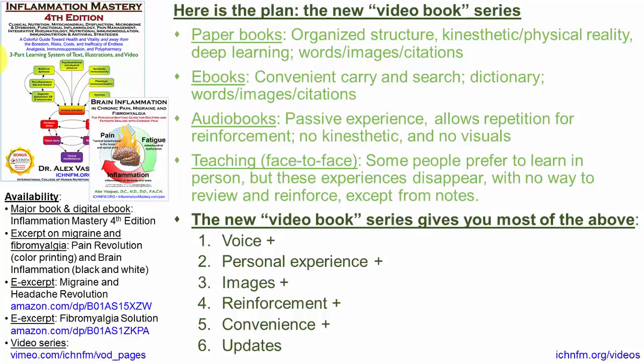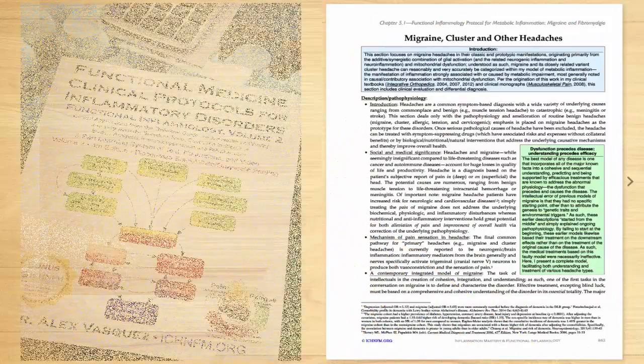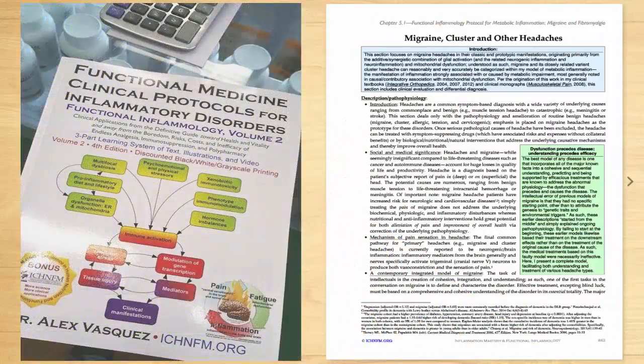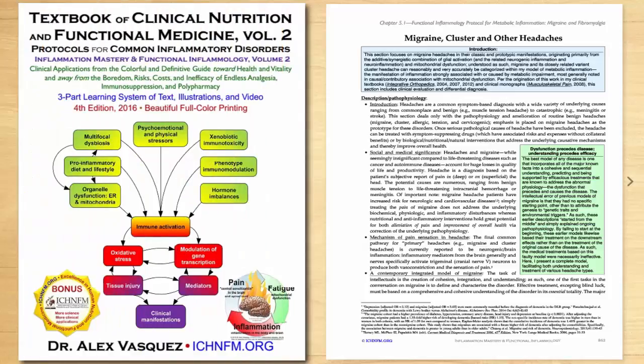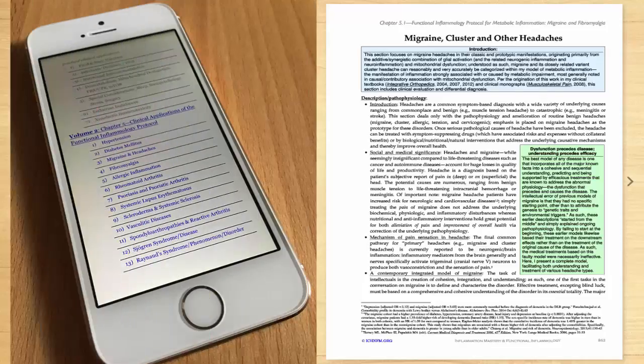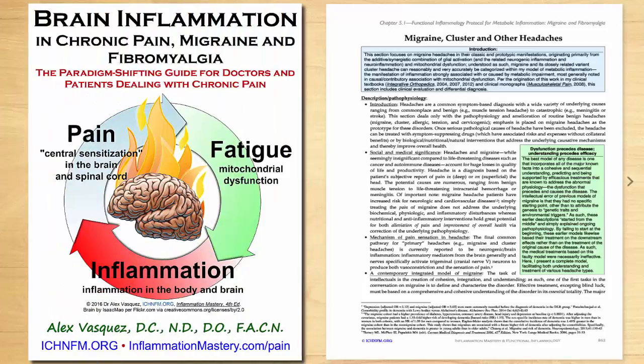In order to show you an example, we're going to look inside Inflammation Mastery at the section on migraine and fibromyalgia, which was also published as Pain Revolution in color, and also Brain Inflammation in a discounted black and white grayscale printing. So what we're able to do these days is actually look inside the book, and that gives me a chance to review with you what I think are some of the more perhaps confusing terms and more complex disease models that ultimately underlie and support the scientific basis for the treatment plan that I've outlined.